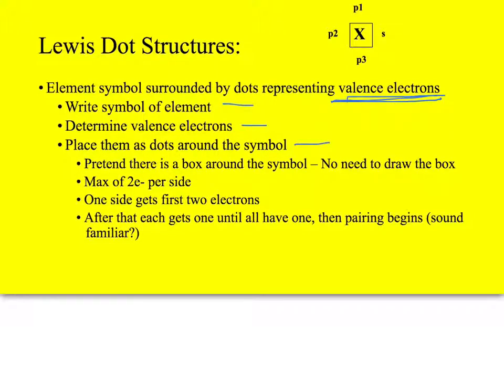Then we place them as dots around the symbol and pretend that there's a box around the symbol, and we're going to put the electrons around each side of the box. You don't need to draw the box, right? Each side only gets a max of 2 electrons, and one side gets the first 2 electrons. I'll talk about why that is in a minute. And then we count around each one, pairing them up as we do it. So this is kind of familiar, right? If you remember back from our electron configuration, we started with first filling an orbital and then pairing them up as we add more and more electrons. So this follows that same type of process.